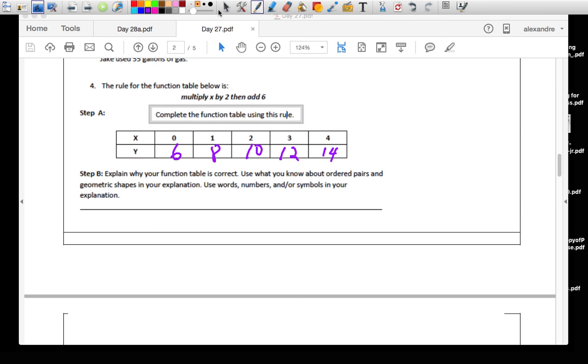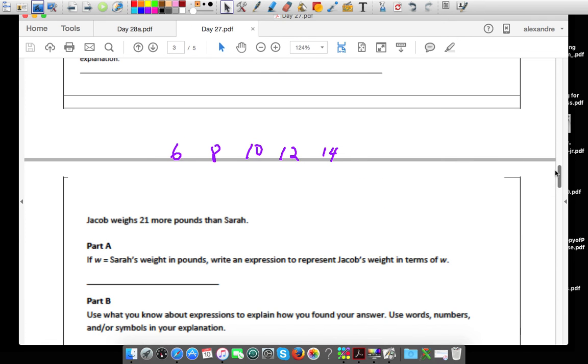Geometric shapes. Hang on, guys. I have a... No, I don't.